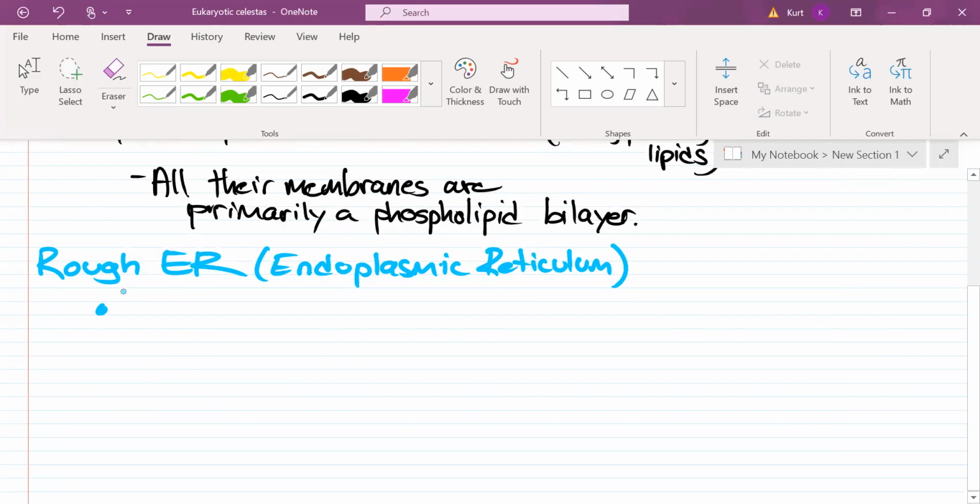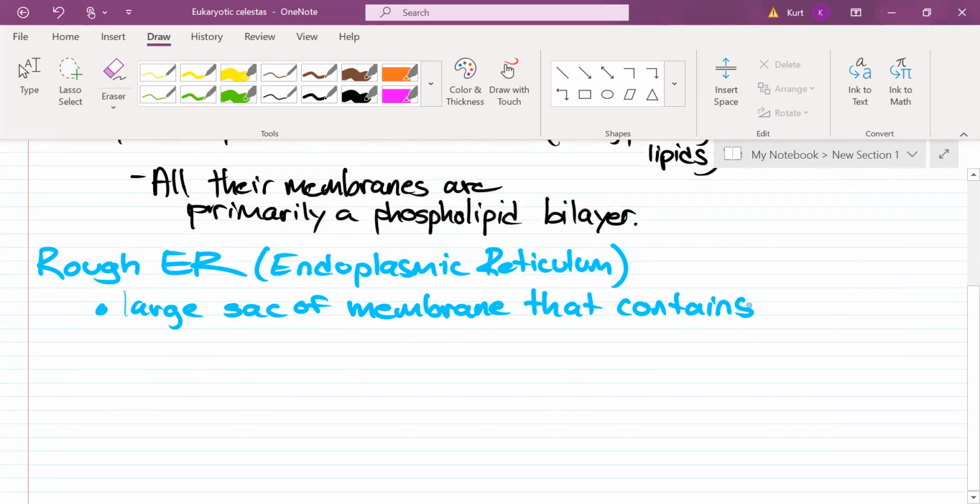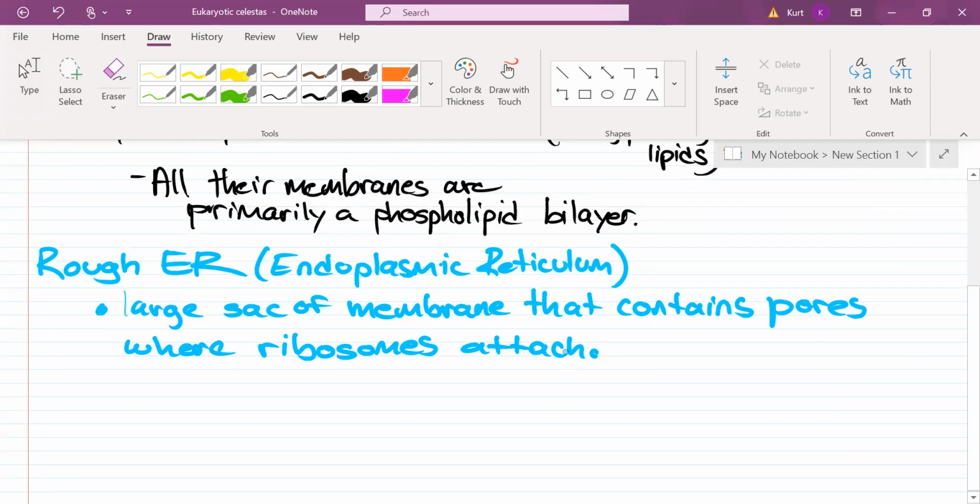The rough ER is a large sac of membrane that contains pores where ribosomes attach. The reason that this is called the rough ER is that it is covered in ribosomes. It's like a bumpy surface. And when I say ribosome, you say, good, protein.